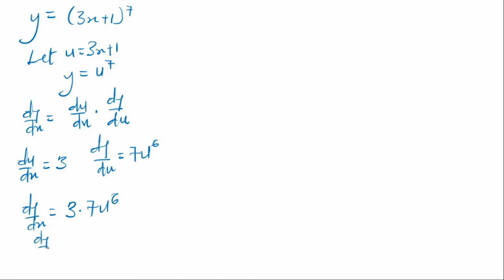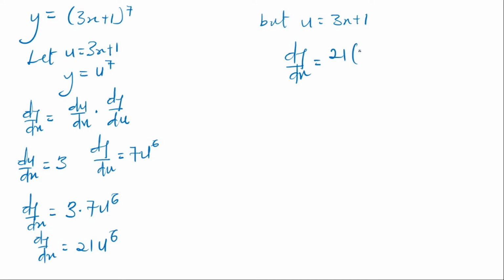So we have 3 multiplied by 7u power 6. So it means dy/dx is equal to 21u power 6. But what is u? u is equal to 3x plus 1. So it means our dy/dx is equal to 21 into bracket 3x plus 1 all raised to the power 6 as the differentiation for the second example. So let's have a look at one final example and then we end this tutorial.